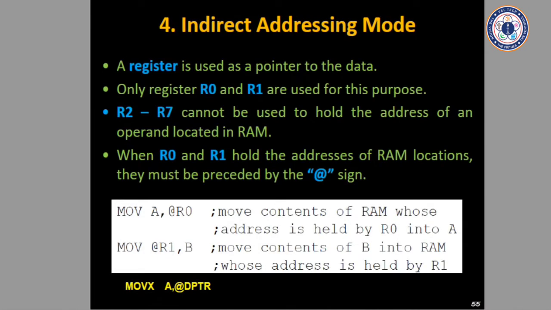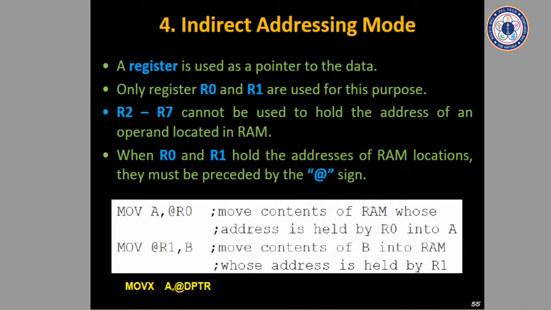Next we can see indirect addressing mode. What do you mean by indirect addressing mode? It means a register will be used as a pointer to the data. Here we can use only two registers, R0 and R1. The remaining registers R2 to R7 cannot be used. Before the pointer register, you have to place the at-the-rate symbol. For example, MOV A,@R0.